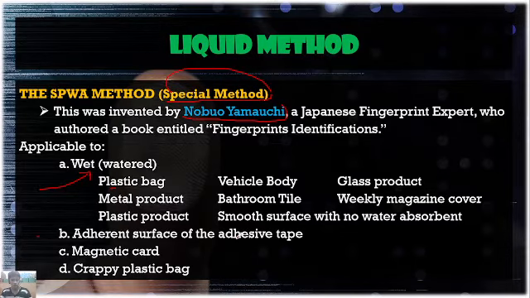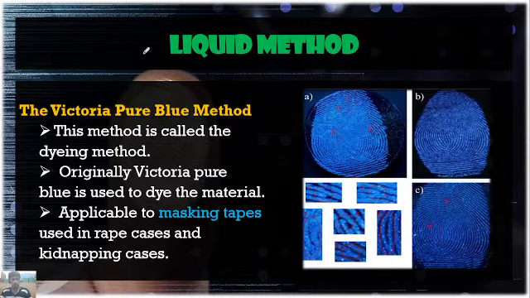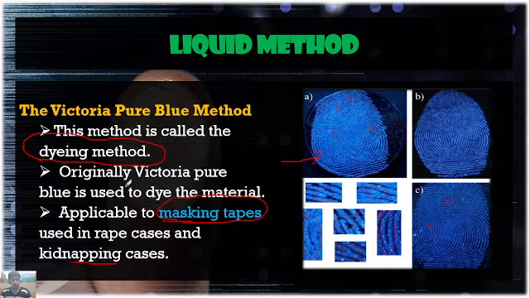Adherent surface or masyadong madikit, okay, na surface, okay, or malagkit, kumbaga, a magnetic card, we can use it, or poor quality plastic bag or crappy, okay, plastic bag, then we can use SPWA method or special method. Okay, and we have here the Victoria Pure Blue method. So it is used naman, okay? Usually in kidnapping cases, yung mga nagamit na masking tapes to develop fingerprint on those masking tapes. Okay, so it produces blue-colored fingerprint. So take note, the other term for this is dyeing method.